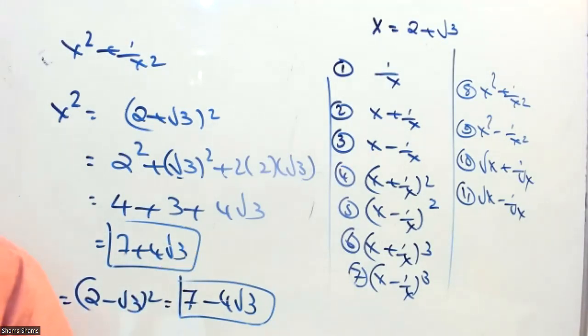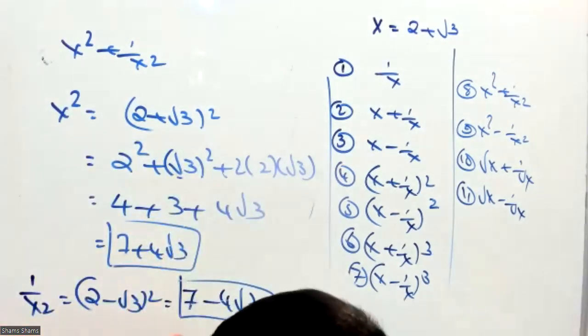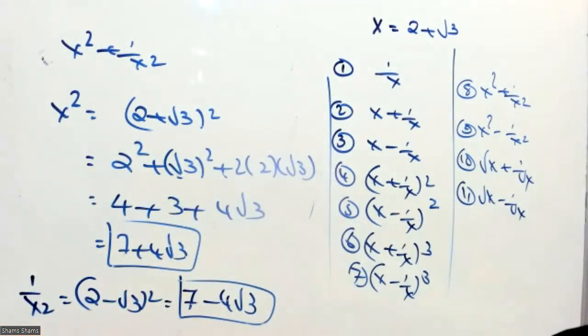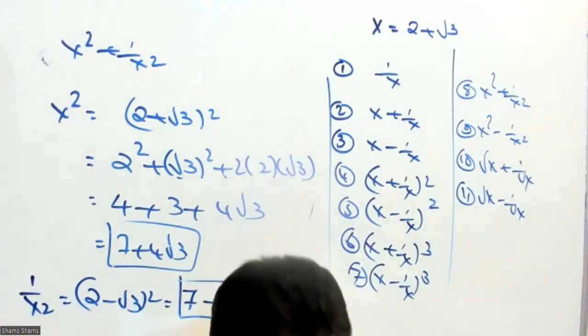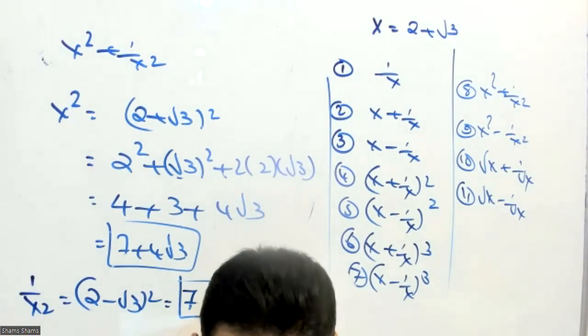Then 14. You write the full thing. I didn't write that last line. Right. If you still feel confused, then don't follow this one. I just showed this method that there is.